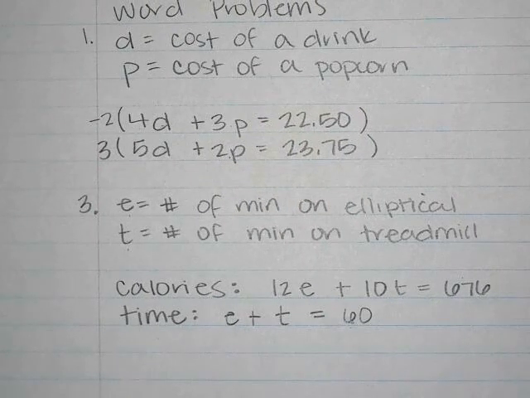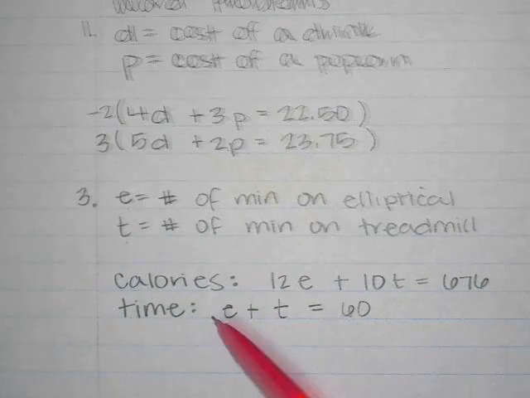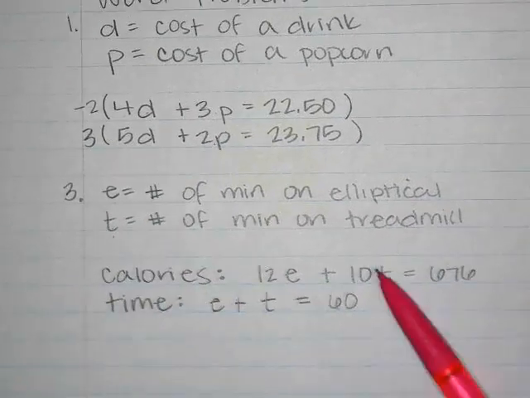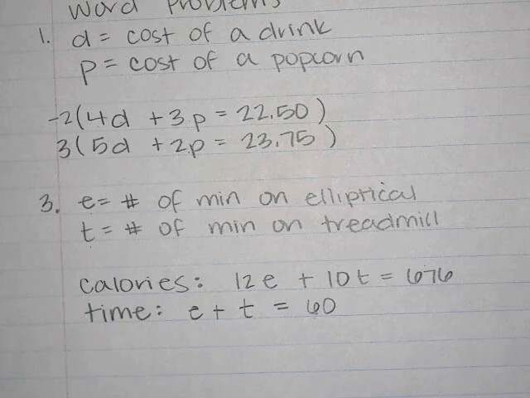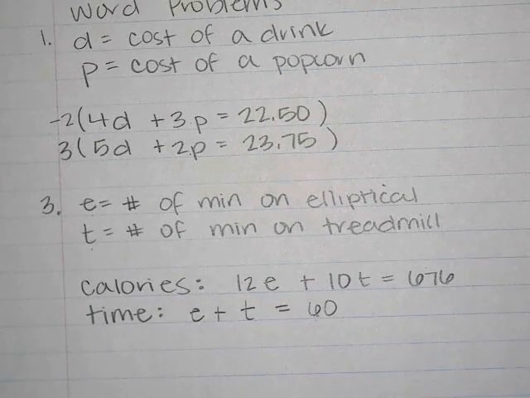Okay, so now we just have another elimination problem, and we can either eliminate the e's or the t's just by multiplying by 12 or multiplying by 10, but with the opposite sign, so negative 12 or negative 10 for the second equation. But this is very common.